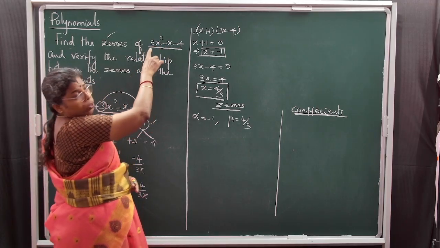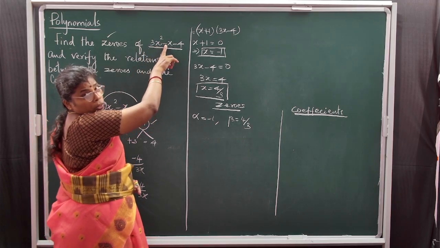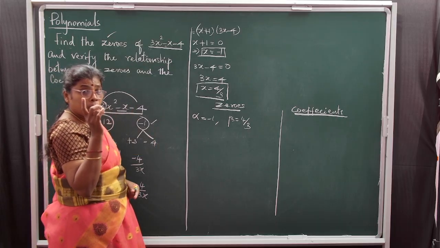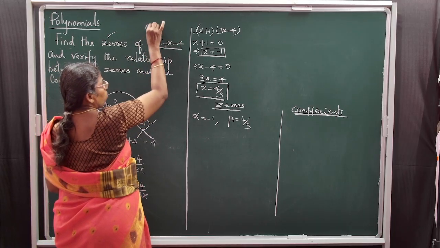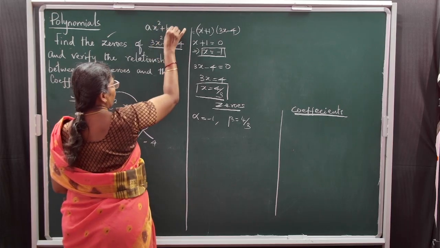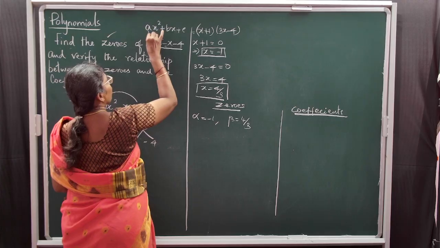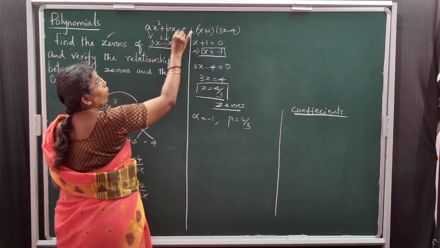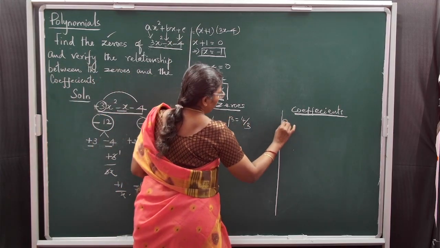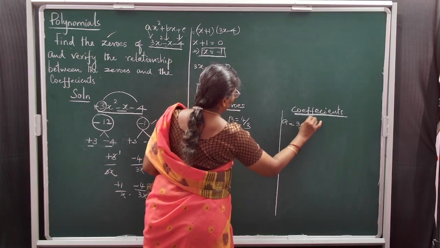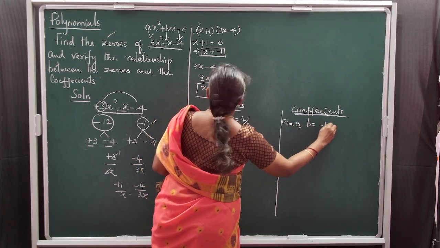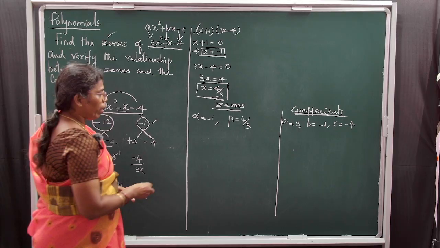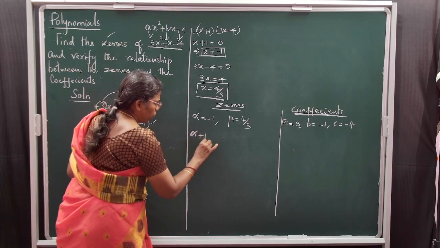3 is the coefficient of x squared, 1 is the coefficient of x, and c is minus 4. Actually, the general form of a quadratic polynomial is ax squared plus bx plus c. So what is a? 3. What is b? No number means 1, minus 1. What is c? Minus 4. So a is equal to 3, b is equal to minus 1 and c is equal to minus 4.